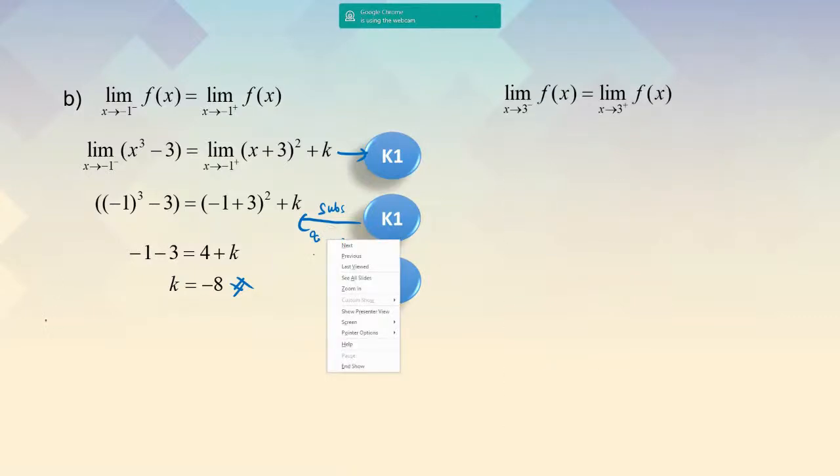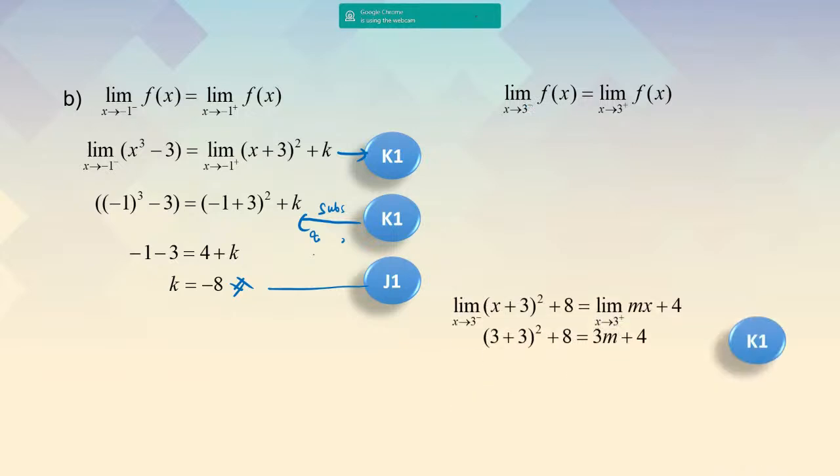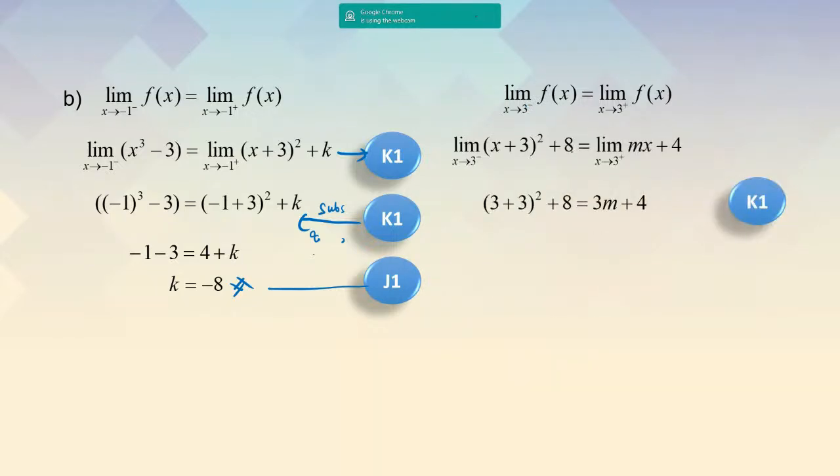That one is substitute and simplify. This one is the final answer. Next, 3 from right and 3 from left. The function is mx plus 4. Then you equate it with (x plus 3) squared plus 8. The same thing goes here. You need to substitute the values of x. So 3 plus 3 squared, 6 squared. Then you calculate and get m equal to 8. So K1 and J1.